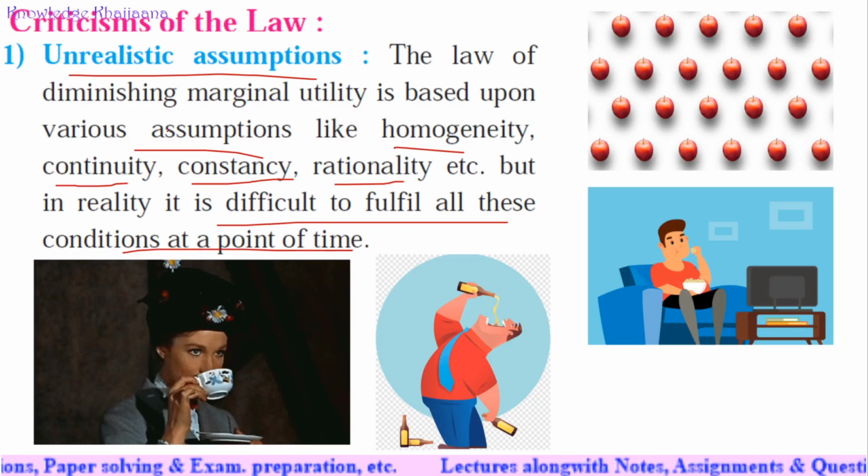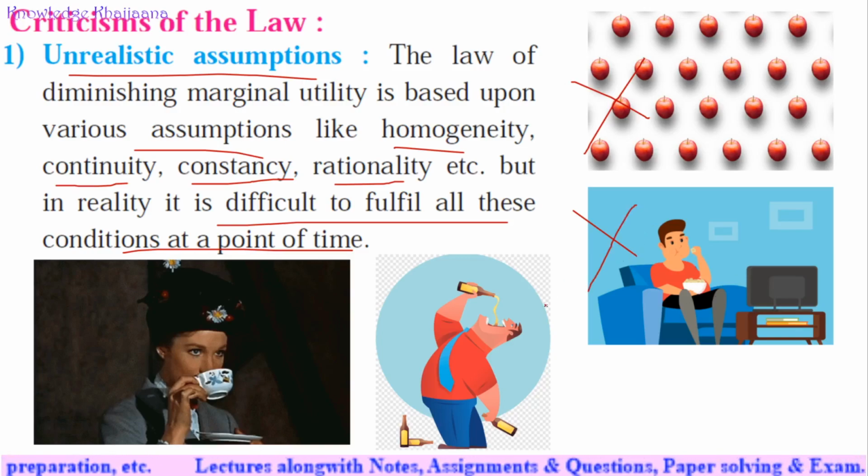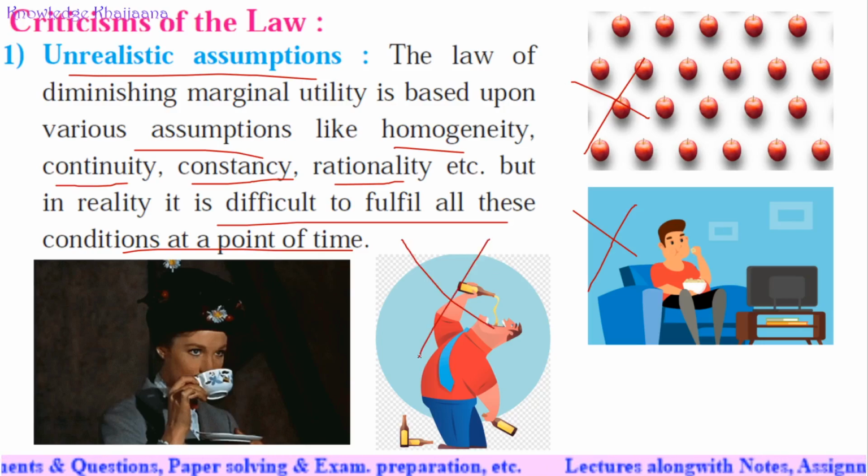See, in reality, all may not be true. Is it always possible to consume apples of the same size, shape, color, taste? No. In reality, it is not possible. In reality, it is not possible that the consumer is consuming the product continuously. In reality, we may not assume that all people in the society are rational. There can be addicts also. So addicts violate the law of diminishing marginal utility.